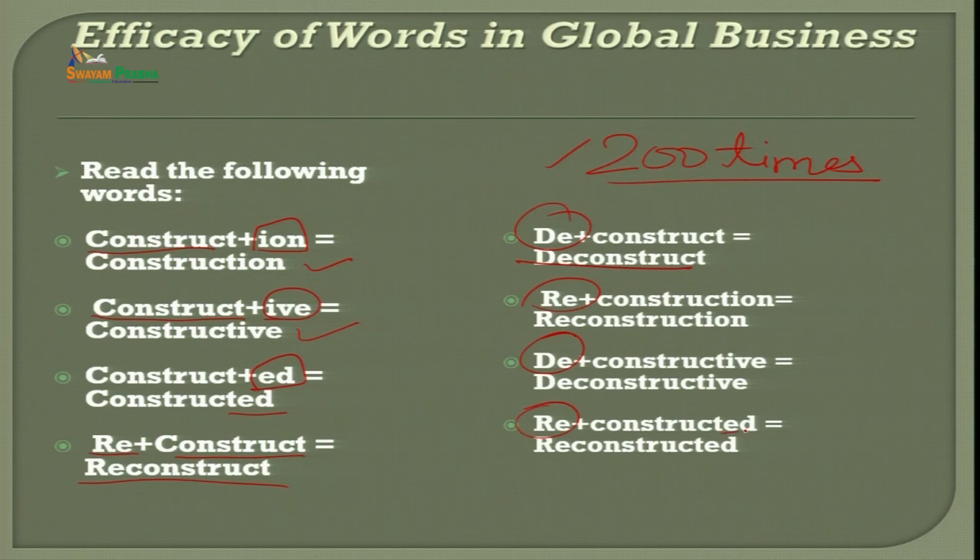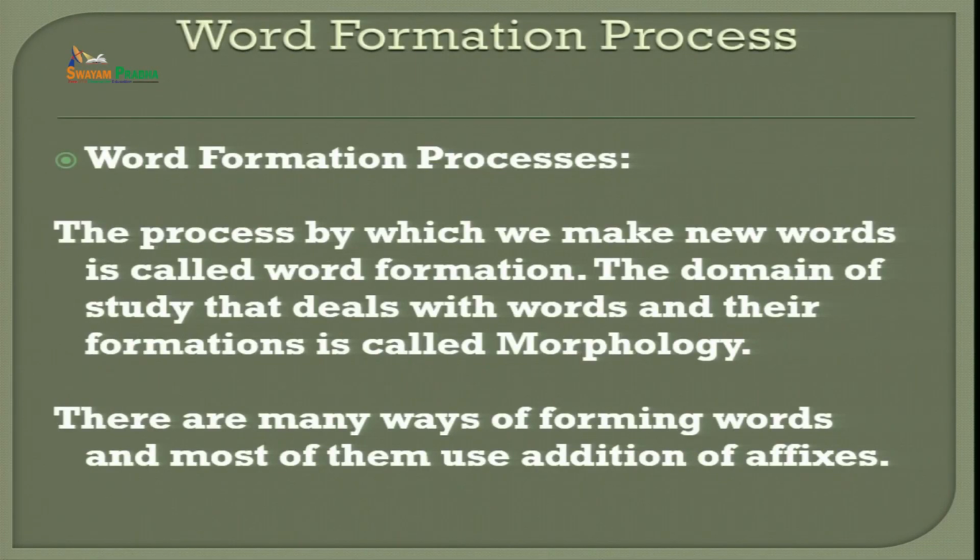So, in that condition, one suffix is added to it and one prefix is added to it. How are these new words added? They are formed on the basis of suffixes and prefixes. So, now you all have to understand that this is the first and foremost thing that you have to remember. Now, with this efficacy of words in global business, we will move forward towards different types of word formation process. How are we going to decide and find out that these word formation processes are very important?